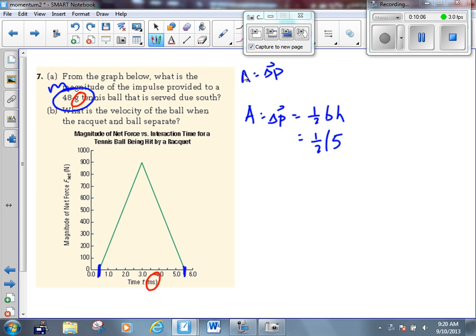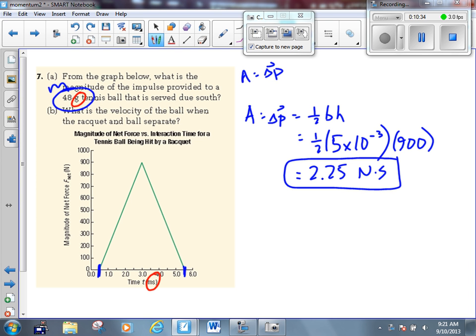So it's 1/2 of 5, the base, times 10 to the minus 3. Let's not forget that. We're less likely to forget it because I've circled it. The height goes to 900. We do our calculation there, 1/2 of 5 times 10 to the minus 3 times 900. 2.25 Newton seconds, or 2.25 kilograms meters per second. Good, there's the impulse.